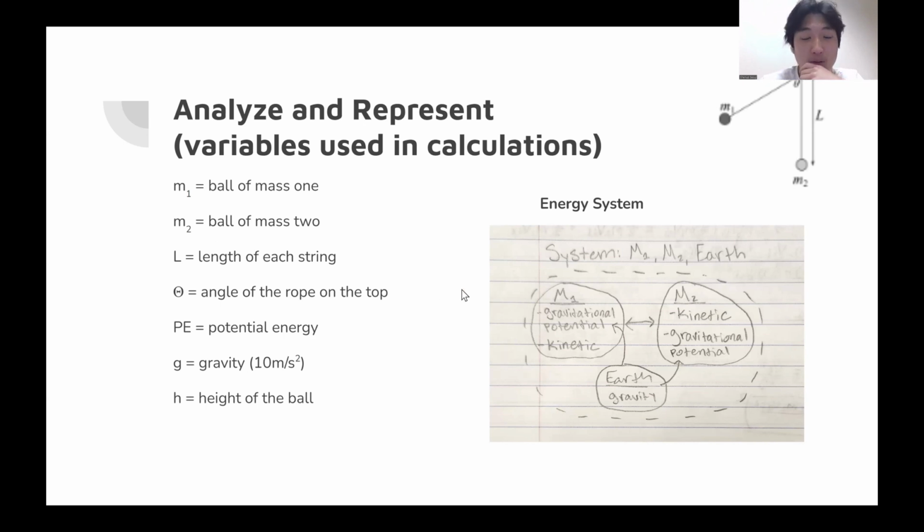And we wrote a little energy system. And so we included Earth in our energy system, and it affects both of the balls. So for ball 1, M1, there's gravitational potential energy, and it's going to be converted into kinetic energy. Same for our M2, we're going to have kinetic and gravitational potential energy.